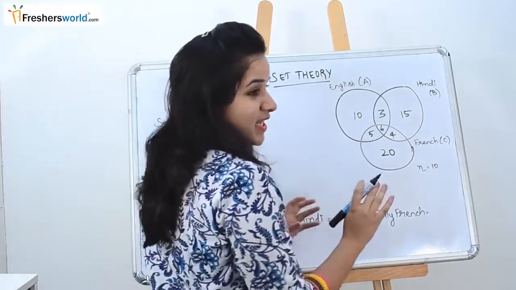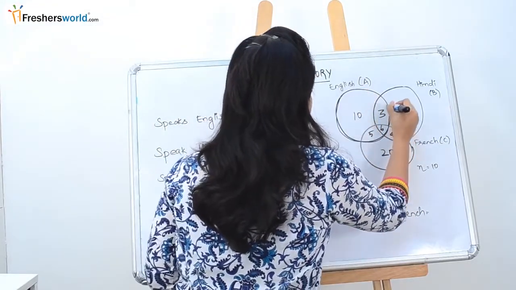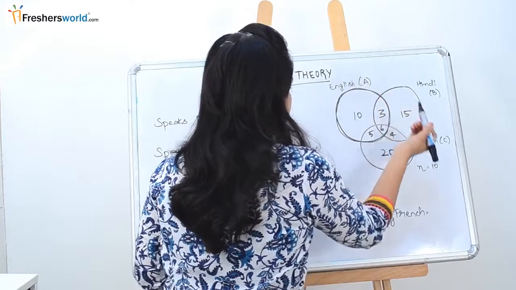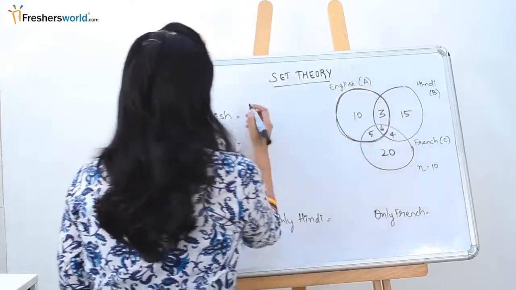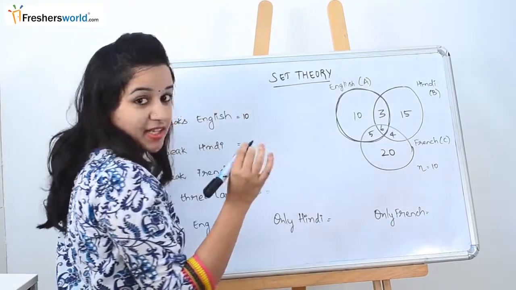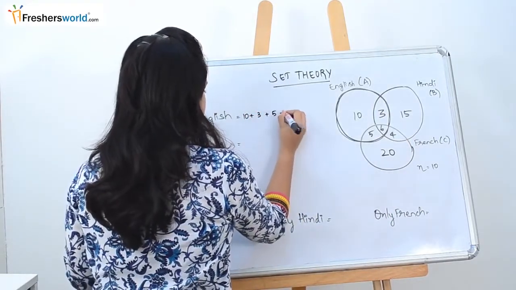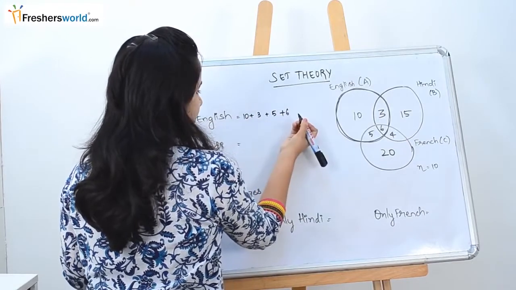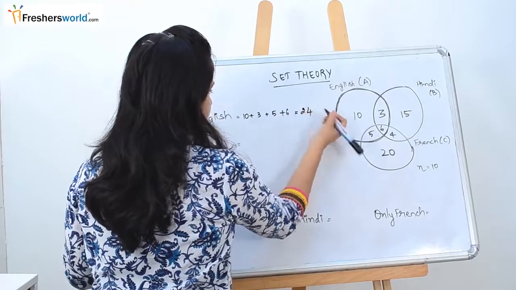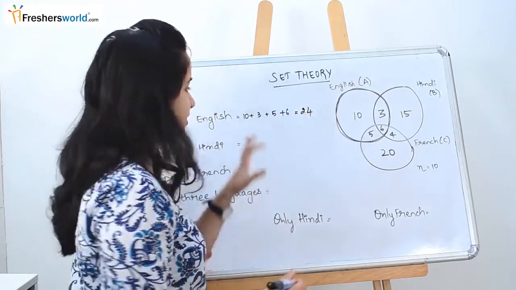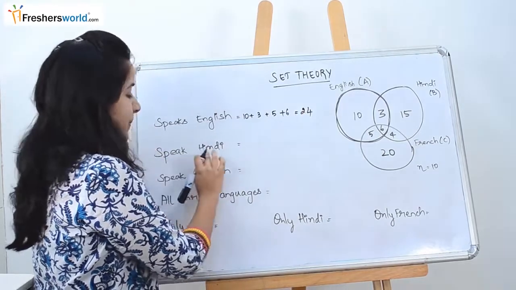If you see English, you can see that this whole circle comes under English. So we will take it as 10 plus 3 plus 6 plus 5. The people who are speaking English is nothing but 10 plus 3 plus 5 plus 6. So 10 plus 3 is 13, plus 5 is 18, plus 6 is 24. So the number of people speaking English is nothing but 24. Next they are asking the number of people speaking Hindi.